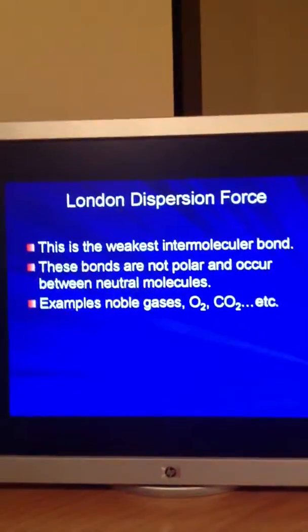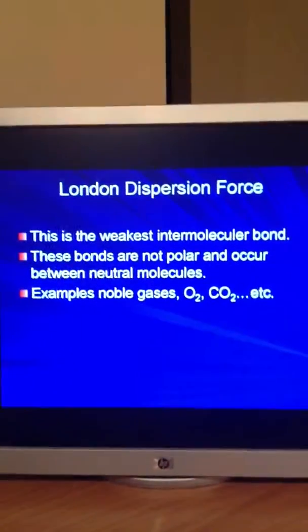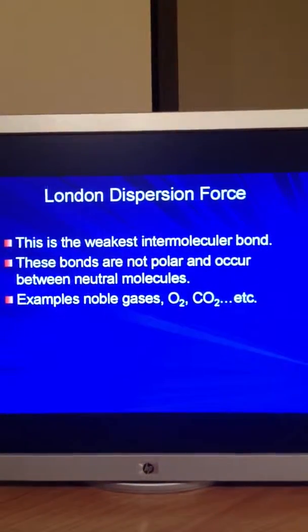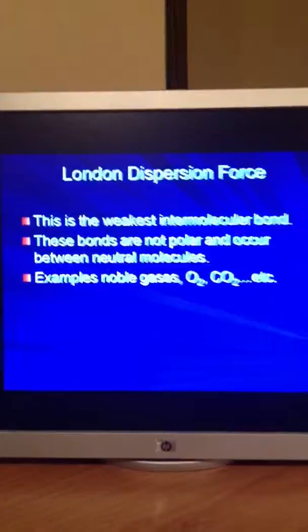And the next one is the weakest intermolecular force, which is the London dispersion force. And these are bonds that occur between neutral molecules and nonpolar molecules. And some examples are noble gases, oxygen, and CO2.